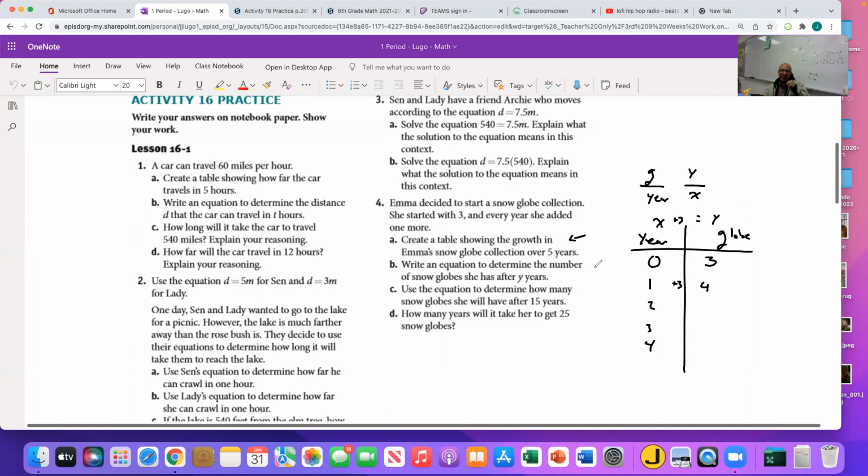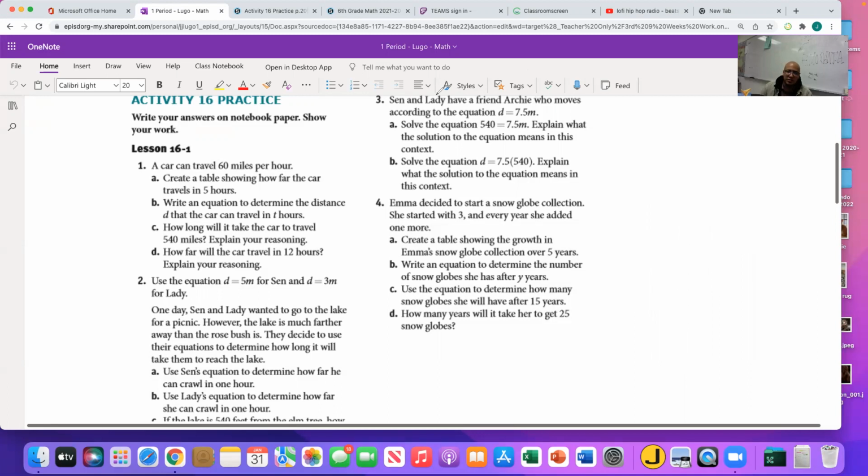So with that in mind, notice how even when I use different variables than distance and time, it's still the exact same thing. Globes per year, miles per hour. So I'm going to leave that there. I'm not going to give you too much. Hopefully you can figure out the rest on your own.